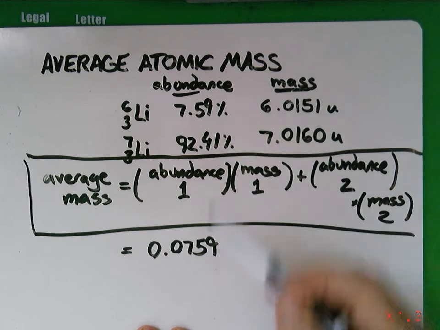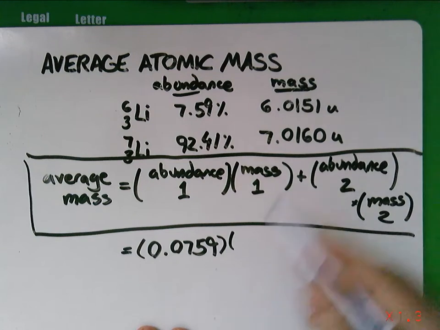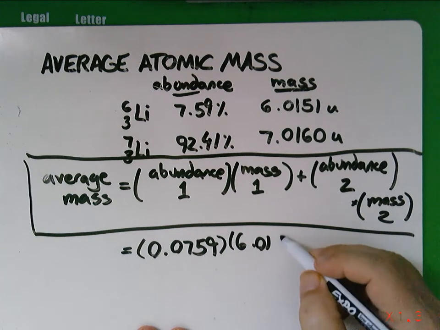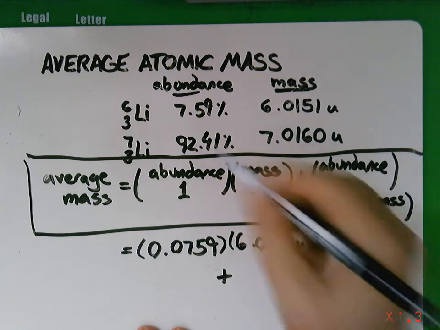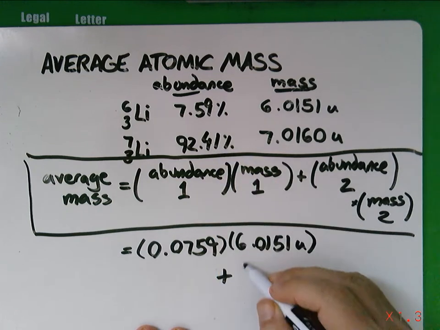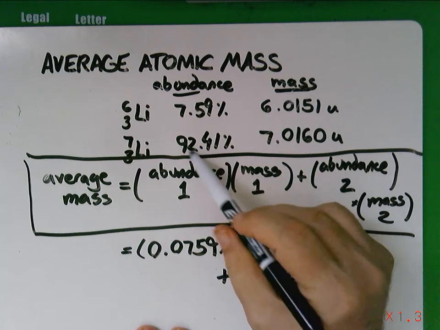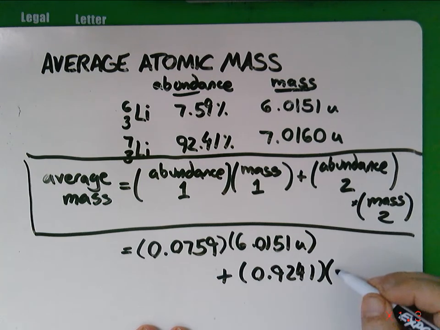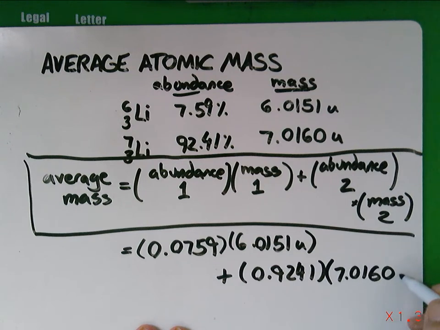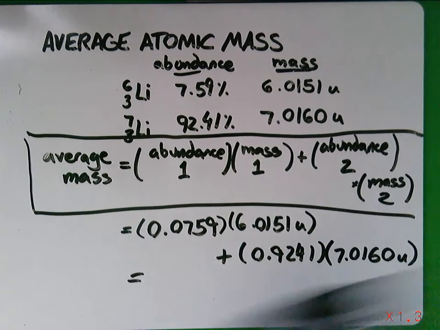So I wrote down 7.59% this way. That's abundance 1. Mass 1 is this. Plus abundance 2. I'm not going to write down 92.41. I'm going to write down 0.9241 because I bumped the decimal place over 2 places to get rid of the percent sign. And here's the mass of that isotope. And now all I got to do is grind it out on the calculator.